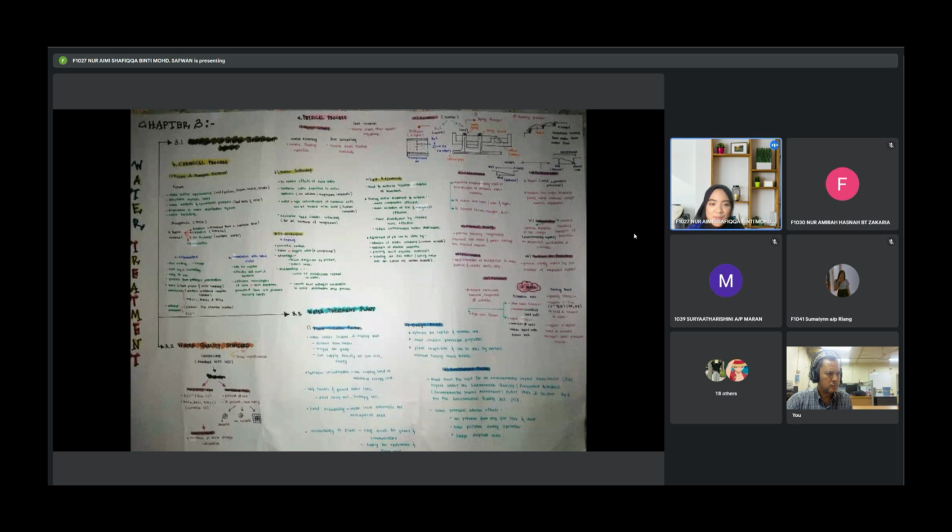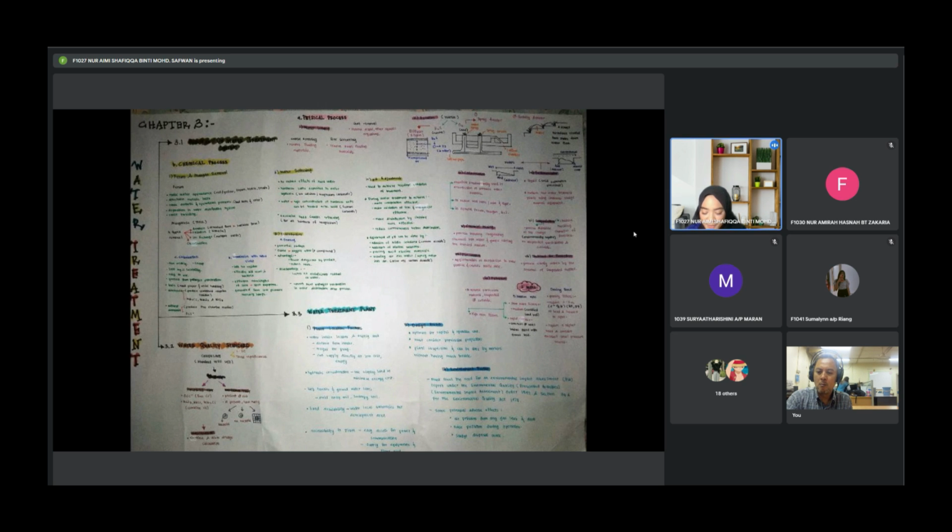So today I will present about my map that I did. The first one is chapter 3, which is water treatment. For the first one, the process of water treatment system. It is divided into two, which is the chemical process and the physical process. For the chemical process, they are ferrum and mangan removal, the second one is water softening, the third one is disinfection, and the last one is pH adjustment.